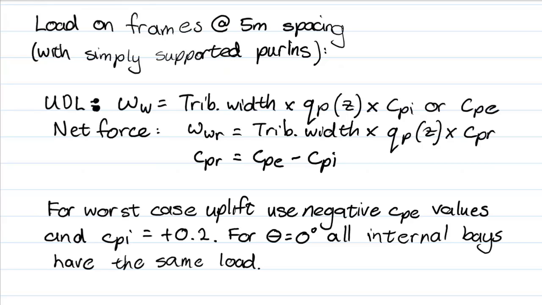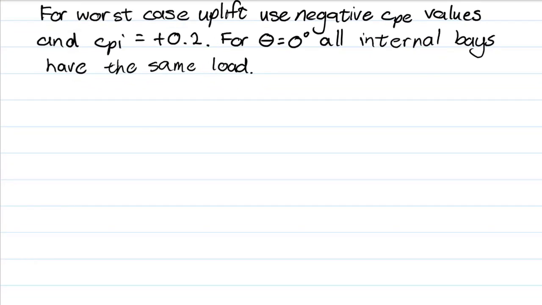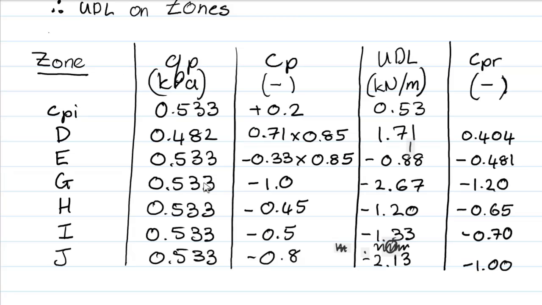I'm going to apply them separately just so you can see the influence of your 0.85 factors and other things. And as we said, for worst case uplift, use negative CPE values, so you want as much suction up, and then the maximum positive value from the inside. And then as mentioned, for theta is 0, all internal bays have the same load. Now we're going to run through and calculate the UDL on all the zones below.